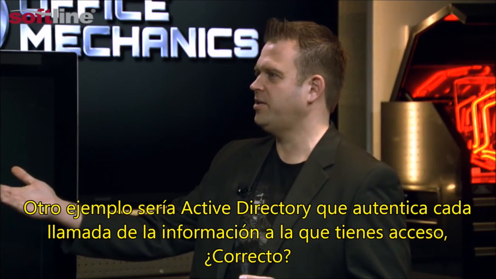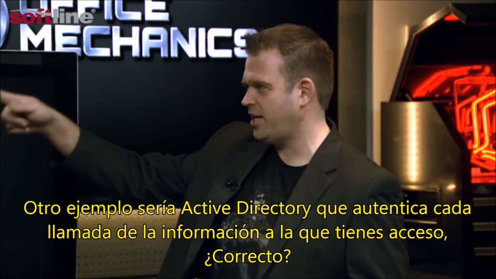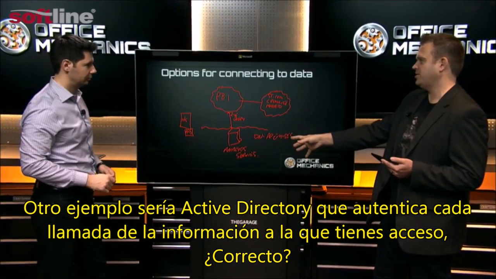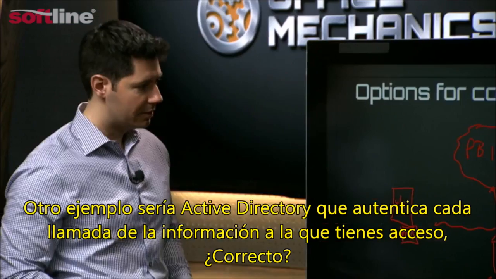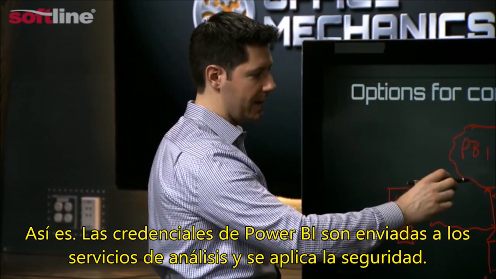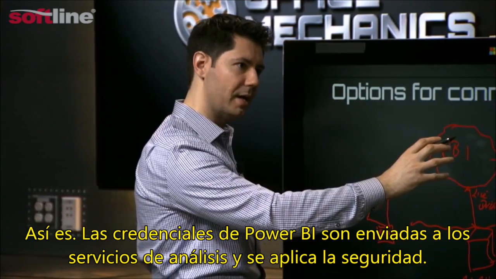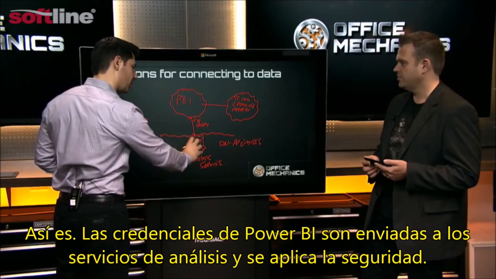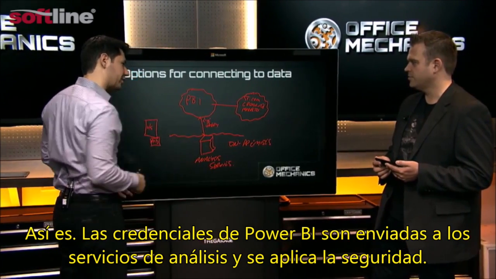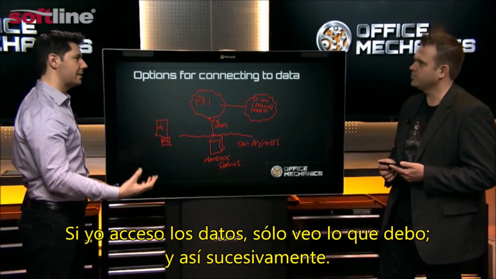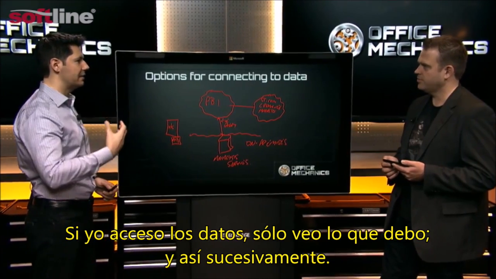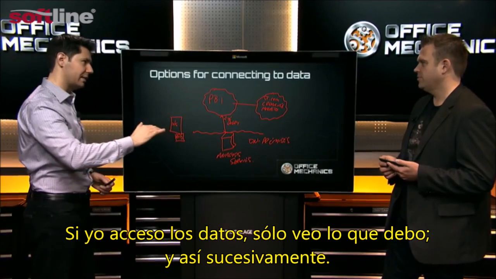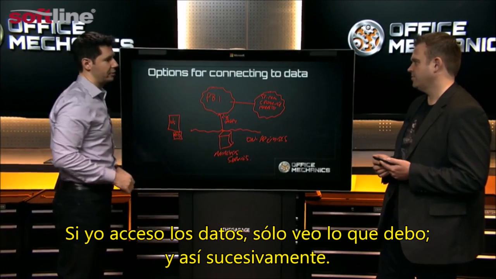And we're using Azure Active Directory so that every call from Power BI is authenticating and authorizing just the data that you have access to straight from analysis services and the underlying databases as well, right? That's right, yeah. So the credentials that I've set in Power BI are sent down to analysis services. All the data level security is applied at the analysis services level. So for example, if I'm accessing the data, I can see only the data I have access to. You can only see the data that you have access to. All that data level security is applied, and then it's returned up to Power BI.